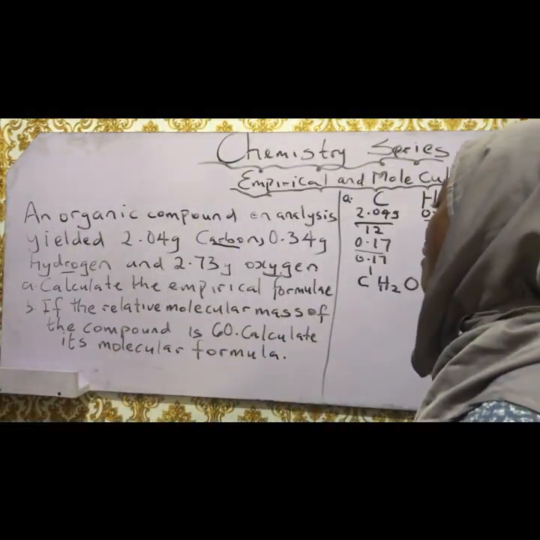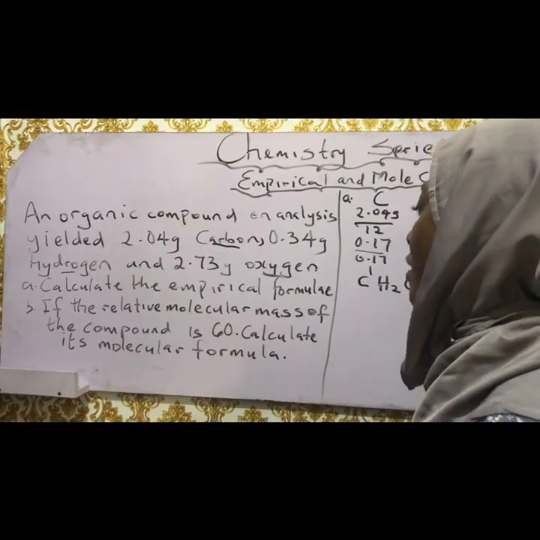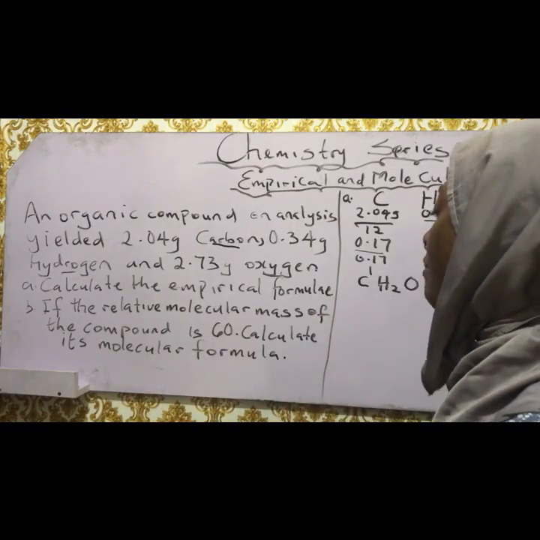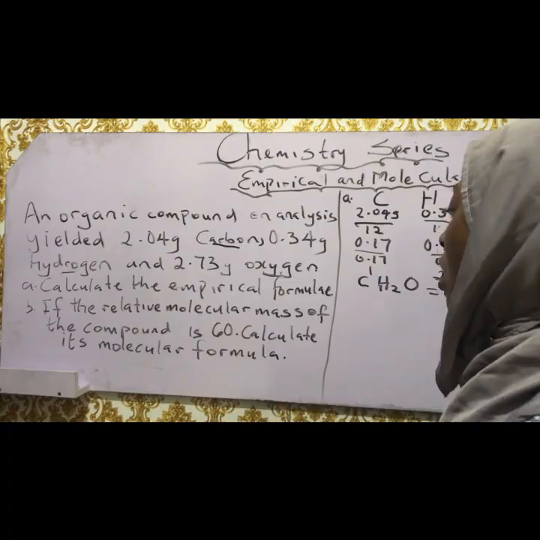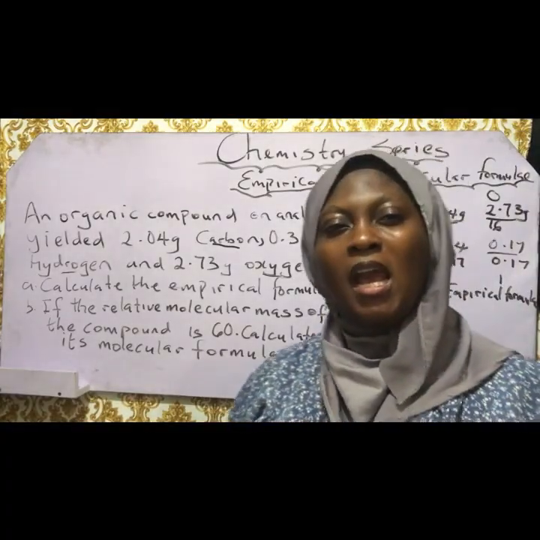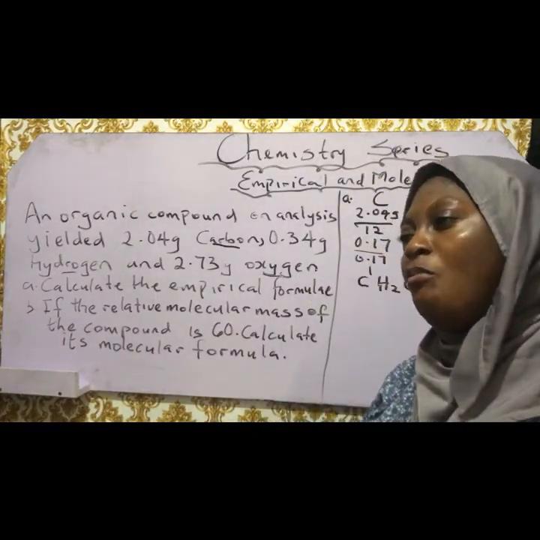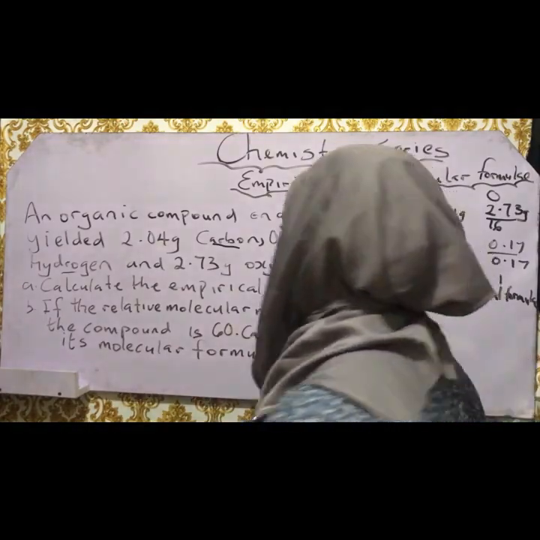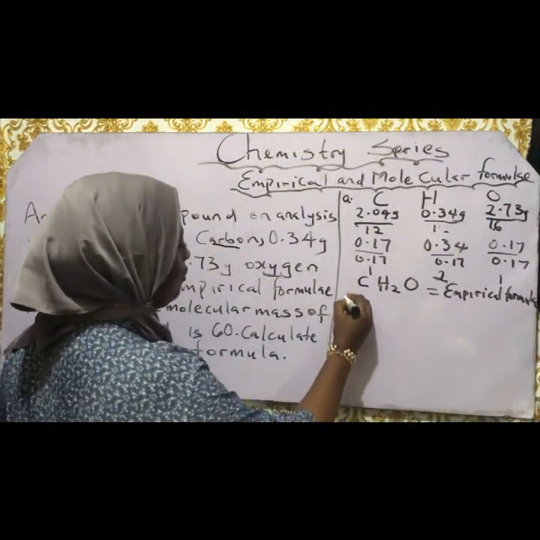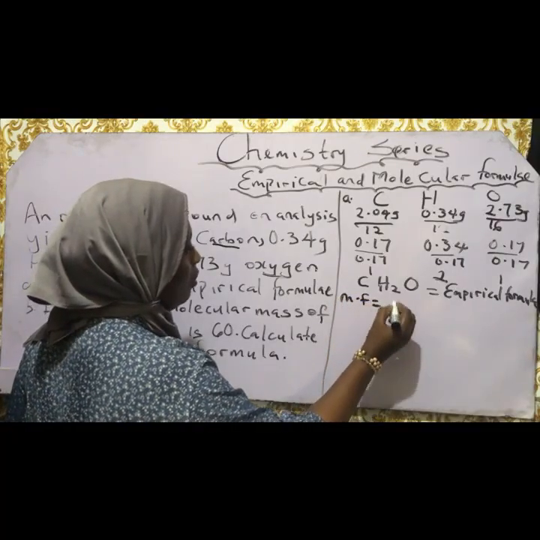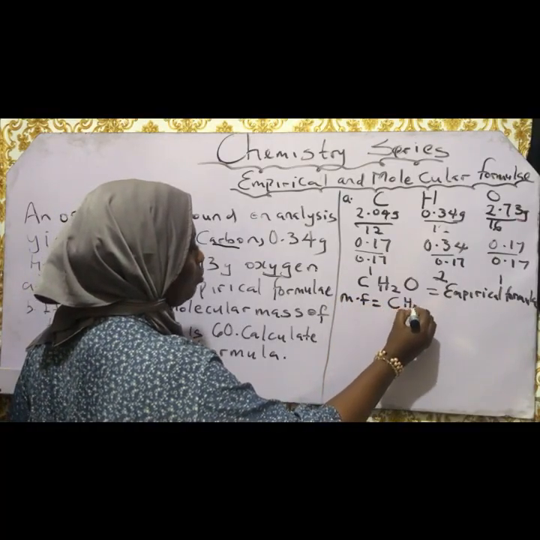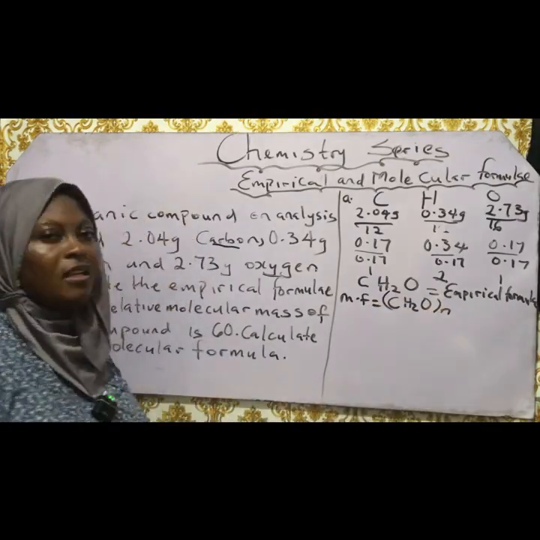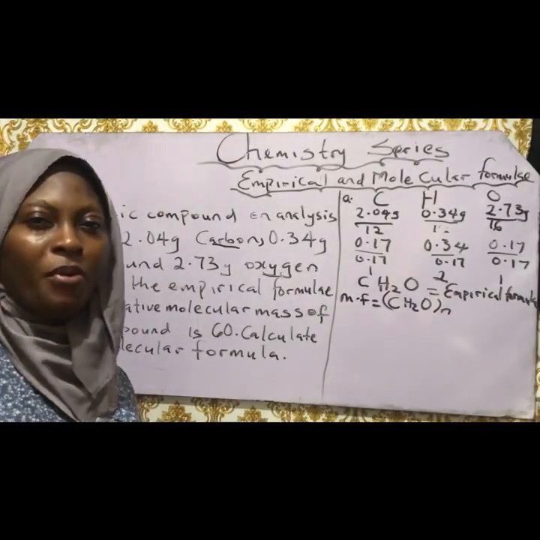Now, question B. Question B says, the relative molecular mass of the compound, that is when you add the atomic masses of the elements in the compound, you have 60. Calculate its molecular formula. In the previous class, we learned that the molecular formula is a multiple of the empirical formula. So it simply means that the molecular formula will be equal to (CH2O)n. This is the molecular formula, a multiple of the empirical formula.